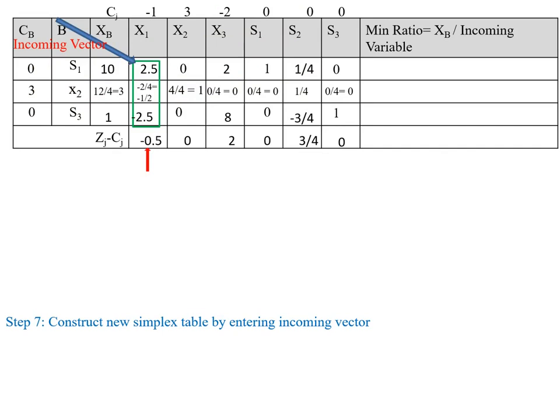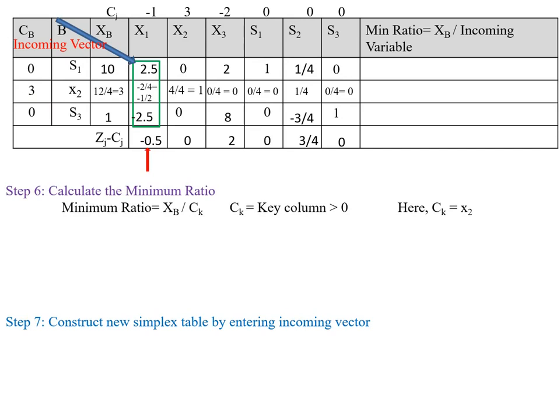And next we have to calculate the xb by ck values. First we take the xb values, so that is 10, and ck is the key column. Here x1 is the key column, so the respective values have to be divided by the respective element values. So 10 divided by 2.5, that is 4. Next xb value is 3 and ck value is minus 1.2, so for this one we are not calculating. Why? Because we calculate only for the positive values of the ck elements.